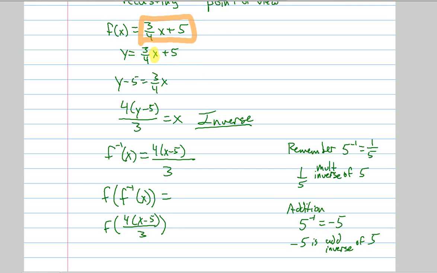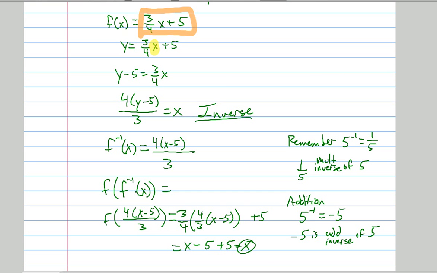So here's what we're going to do. I say 3/4 times 4/3 x minus 5 plus 5, and of course 4/3 times 3/4 multiplies out, and I get x minus 5 plus 5, and that gives me x. Notice I'm right back down to where I started, that value of x.